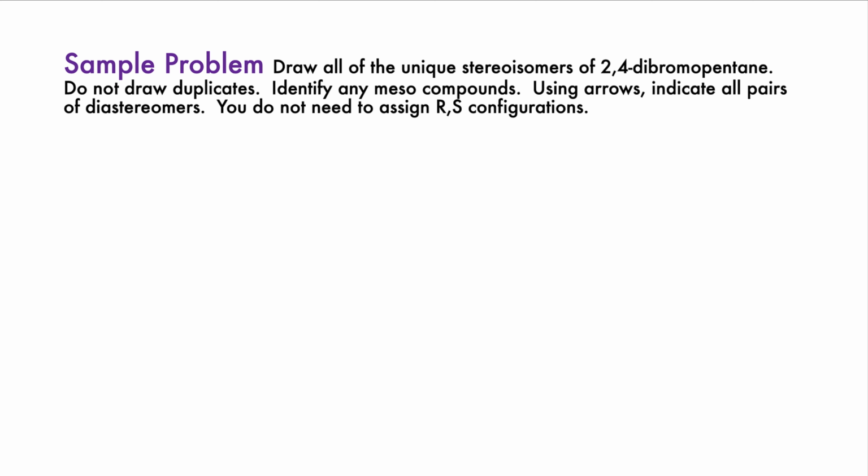Pause and try this sample problem. Draw all of the unique stereoisomers of 2,4-dibromopentane. Do not draw duplicates. Identify any meso compounds. Using arrows indicate all pairs of diastereomers. You do not need to assign RS configurations.